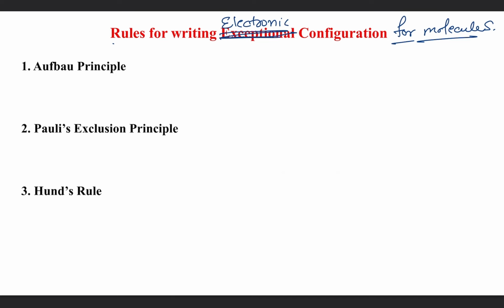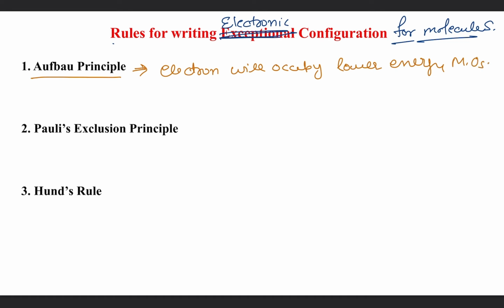Okay, now the first rule is Aufbau's principle. According to this principle, basically this principle tells that the electron will always occupy the lower energy molecular orbitals. When we start filling the electrons, the electron will first occupy the low energy molecular orbital, then it will go to the next.